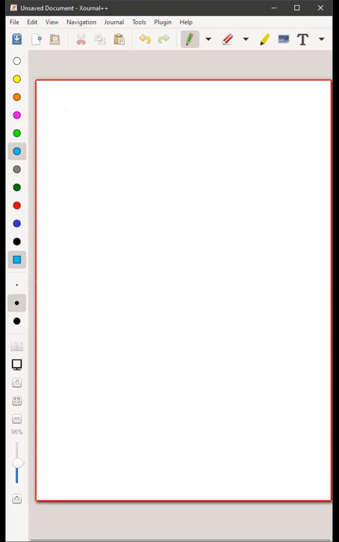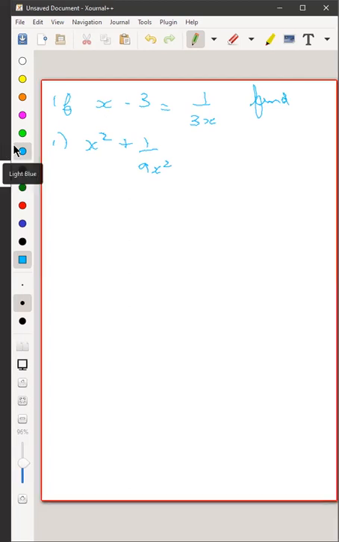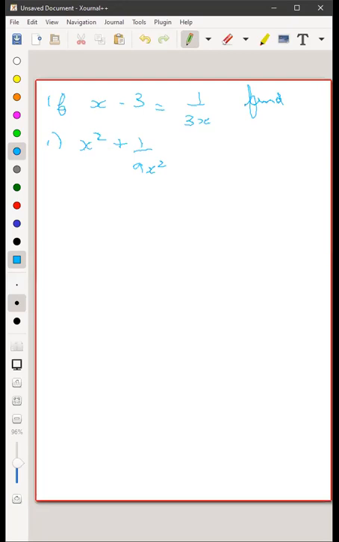Okay, one last one. If x minus 3 is equal to 1 upon 3x, find x squared plus 1 upon 9x squared. Solve this. Solve this quickly. If x minus 3 is equal to 1 upon 3x, find the value of x squared plus 1 upon 9x squared.